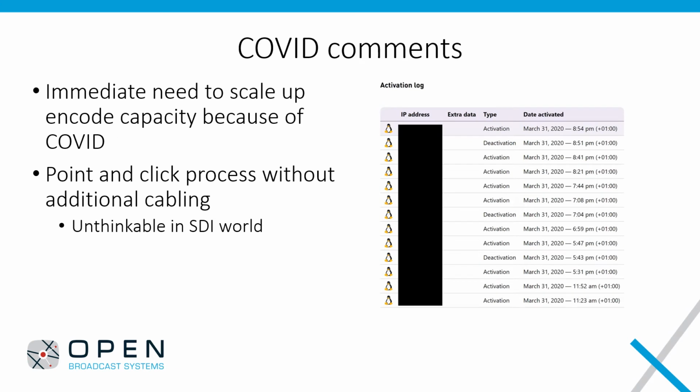It's worth making a COVID comment. This is 2020, and you cannot really go without making a COVID comment. There are often needs to immediately scale up encode capacity in particular to get content to people's homes in a point-and-click fashion. This would be completely unthinkable in SDI land. It requires someone to go in, plug in cables, set up routing, etc. And this could just be done as a point-and-click process, which is completely unthinkable and remarkable in many ways.